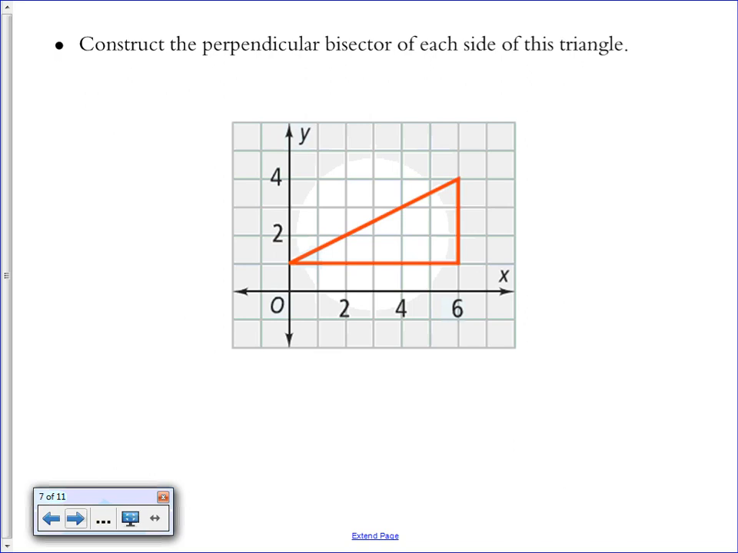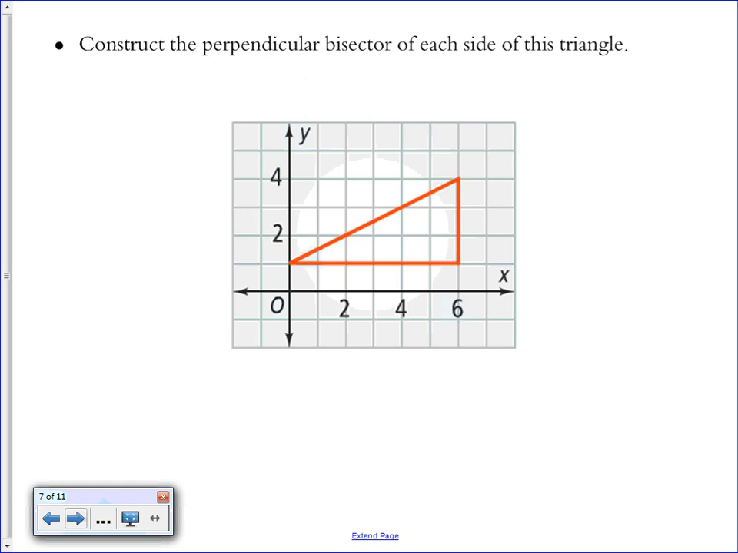So we've got construct the perpendicular bisector of each side of this triangle. I've got three sides of a triangle, which means I'm trying to construct three different perpendicular bisectors, and I'm going to do them in three different colors. I'm going to start with the bottom of this triangle because it's the easiest one.